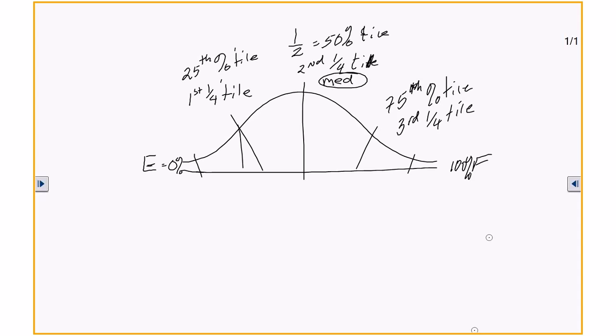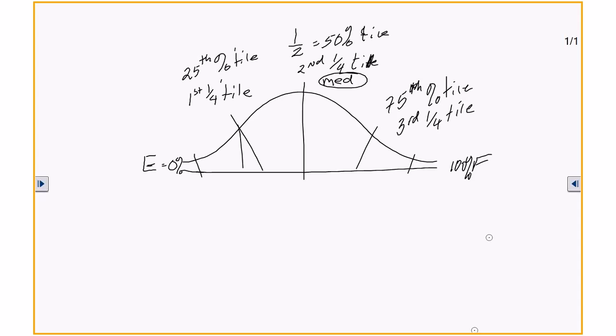So when you're told this is the 25th percentile, that means you're in the 25th percentile. That means below you is 25%. That means above you is what? 75%. If you are told you're in the 75th percentile, that means below you is 75% of the population and above you is what? 25% of the population. So that's what percentiles mean.